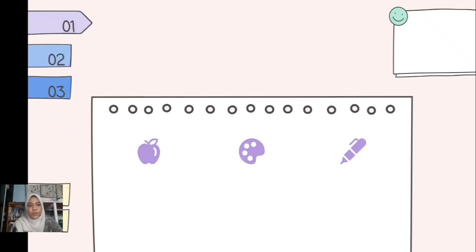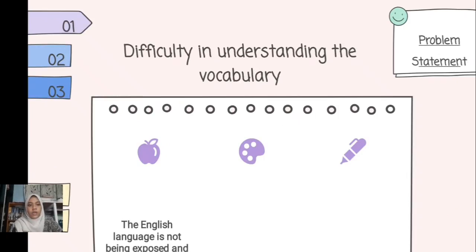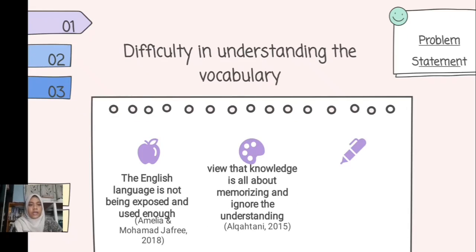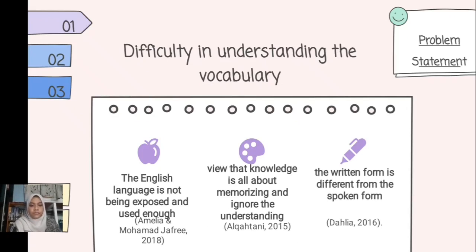First and foremost, we will start with the problem statements. As we know, vocabulary is one of the most crucial keys needed in language learning, and without proper knowledge of vocabulary, learners will find it hard to understand and comprehend meaning. Many studies have proposed that there is poor vocabulary learning among pupils, and there are three main reasons why the difficulty in understanding vocabulary is poor.